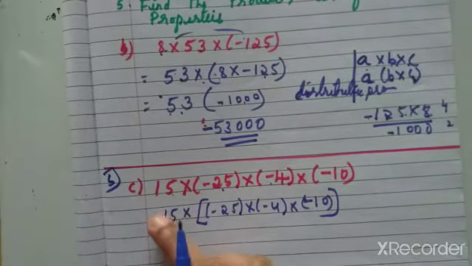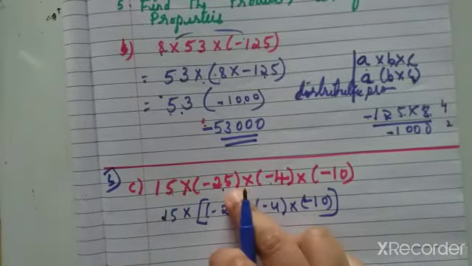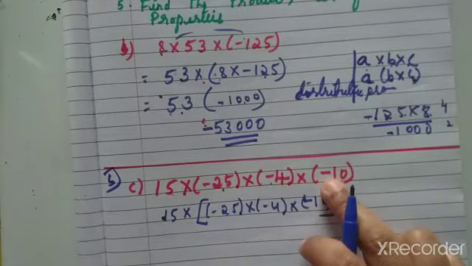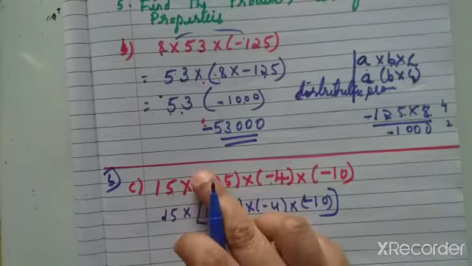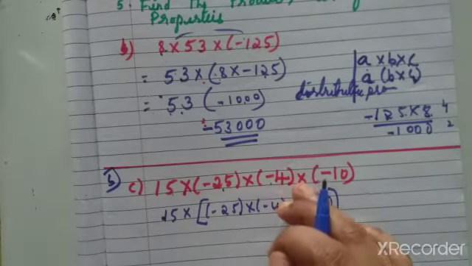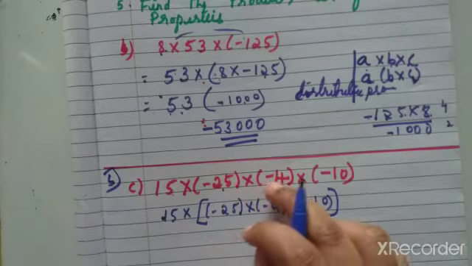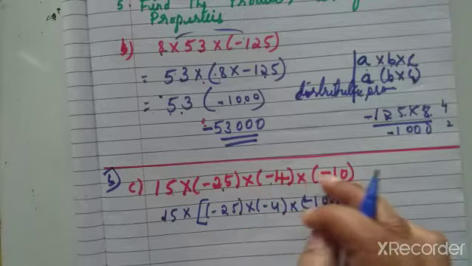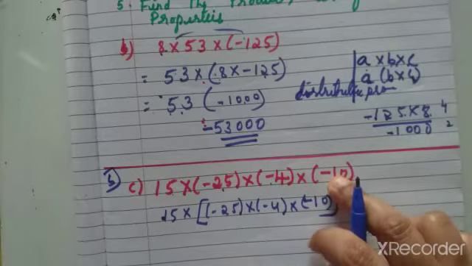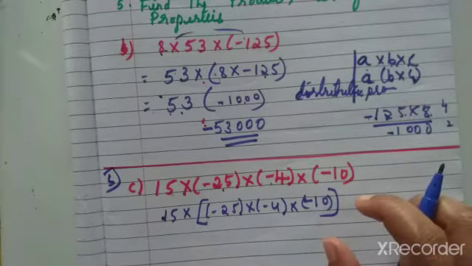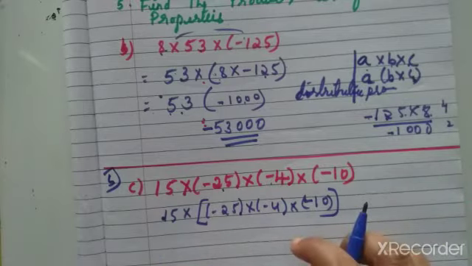C1, the fifth question: 15 into minus 25 into 4 into minus 10. Now which property do we have to try here? First we have to simplify these numbers, then we can apply the commutative property, because 25 4s are 100, and 100 into 10 is 1000. A number in 1000 form, with zeros, is easy for calculation.